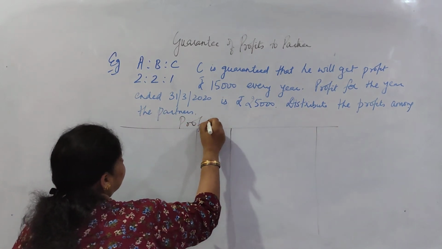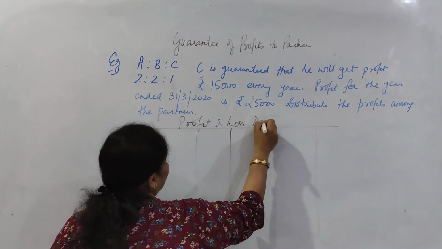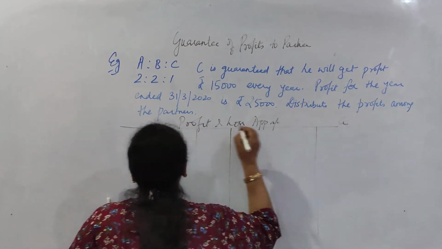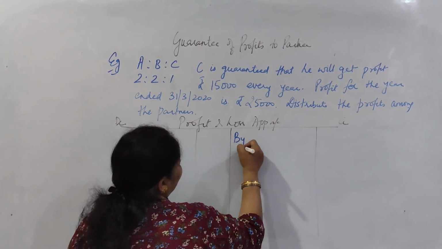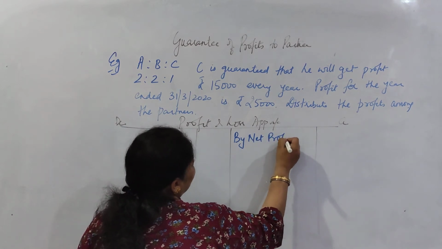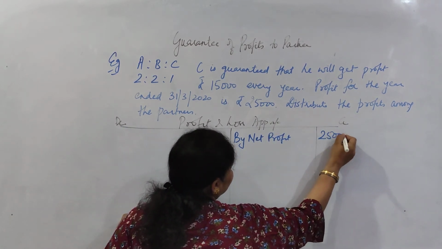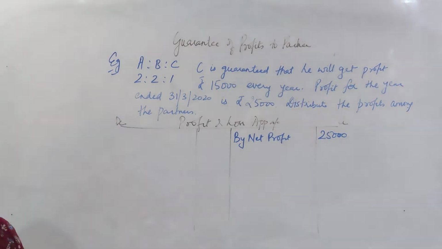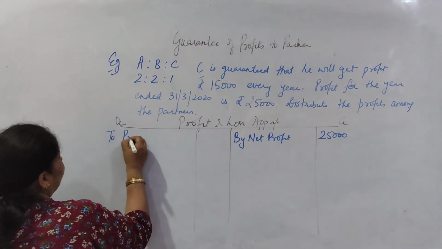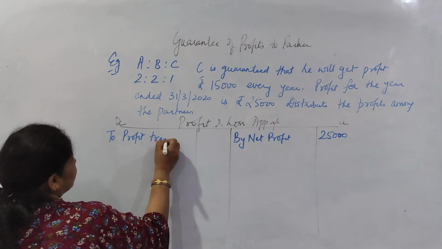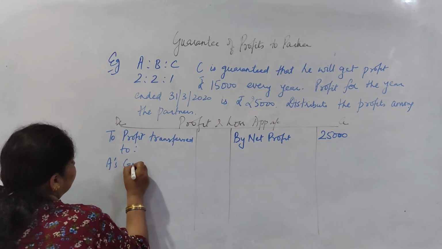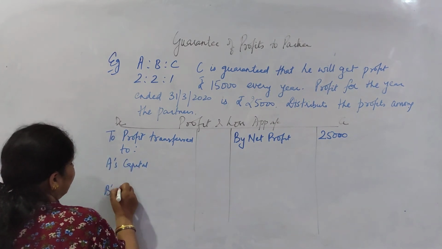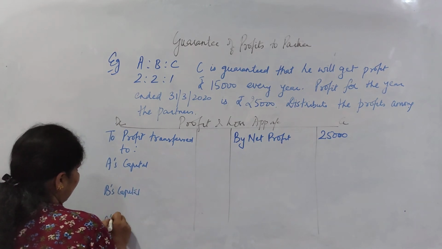Profit and loss appropriation account, credit, debit. We will start with net profit. By net profit, it is given 25,000. No other expenses or incomes are given, so we will directly distribute the profit. So, to profit transferred to A's capital, B's capital and C's capital.